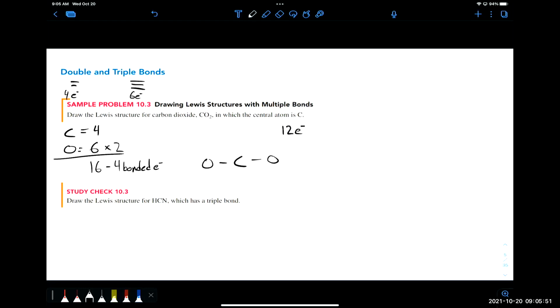If we just start putting these in, again, I like to start with the central atom. So we go 1, 2, 3, 4, 5, 6, 7, 8, 9, 10, 11, 12. So we've run out of electrons, but this is why we have double bonds, triple bonds. So in this case, we can take one of our electron pairs from here.